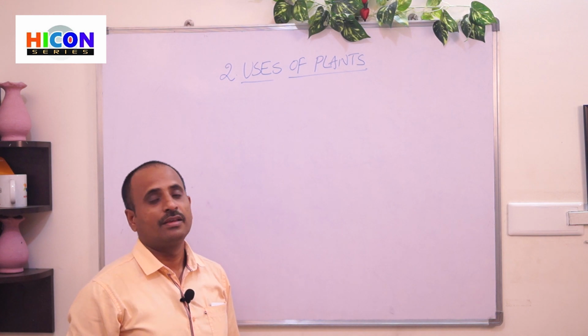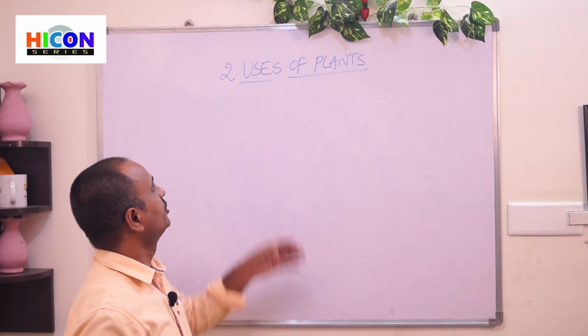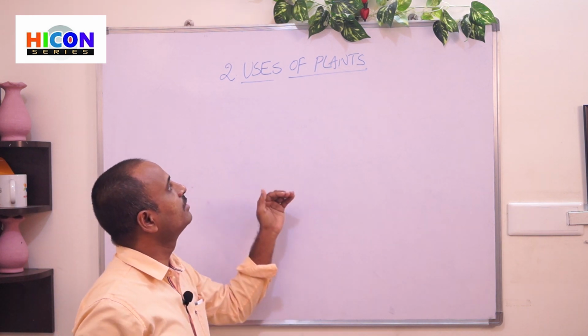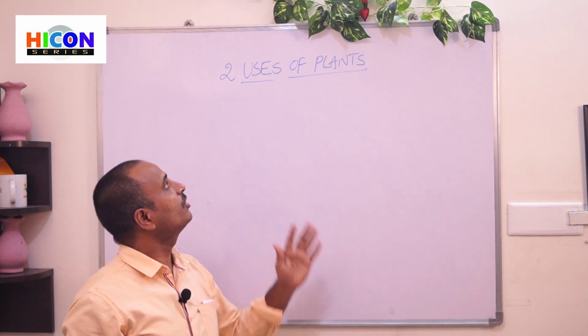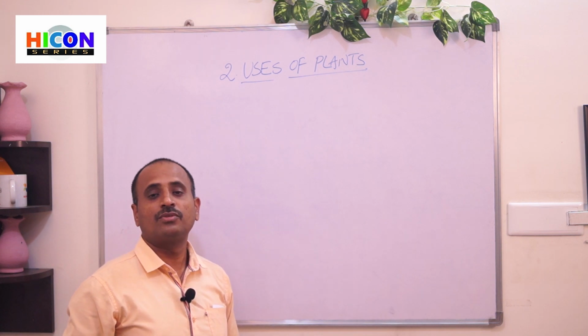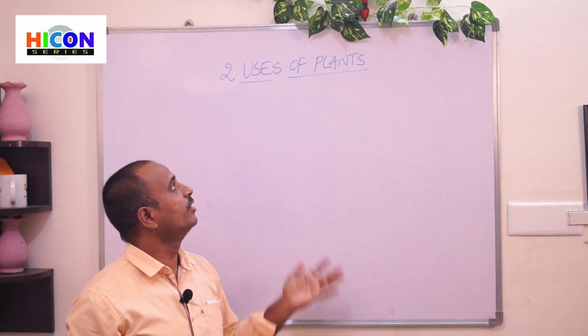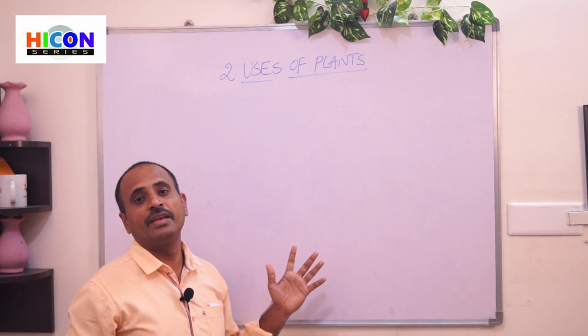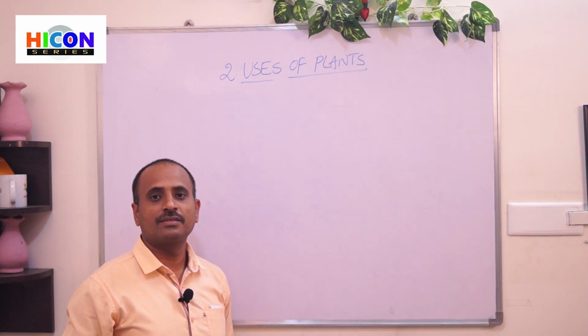So today our chapter is the second chapter, uses of plants. In this chapter we are going to discuss what are the uses of plants. What items can be obtained from the plants? Which type of benefits can be obtained from the plants?